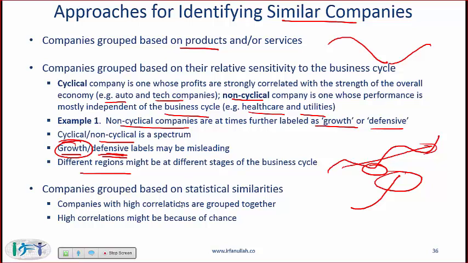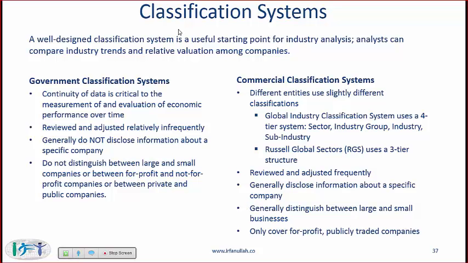So these are items to keep in mind before you simply start making decisions based on labels. Companies can also be grouped based on statistical similarities, but this is generally discouraged. Just understand what this is though. Companies with high correlations are grouped together. So if you run some regressions and you see that fashion-based companies and fertilizer-based companies tend to have correlated returns over the last 10 years, that might purely be because of chance.